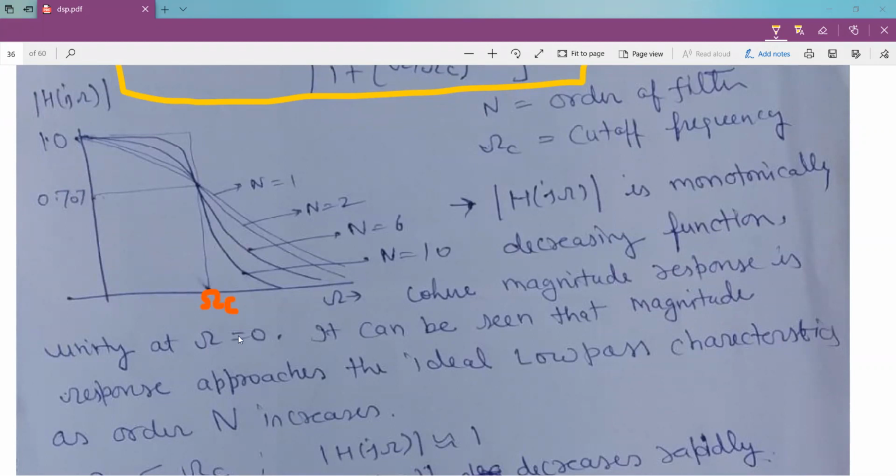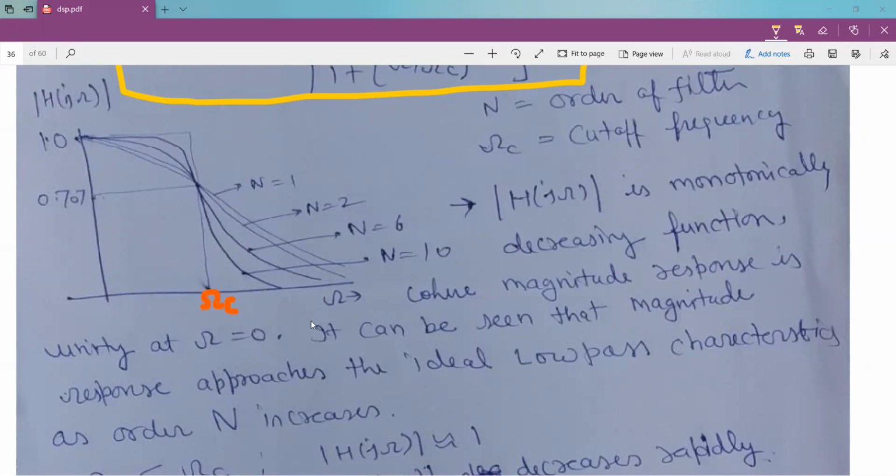So cutoff frequency is a very important parameter to define the Butterworth filter response, as well as the order of the filter also defines the shape of the filter that you are going to design. So in order to design a filter from the given specification, we have to find out these two values, that is cutoff frequency as well as order of the filter.